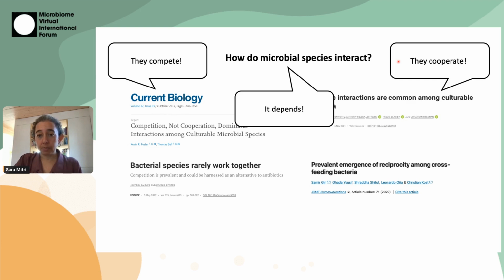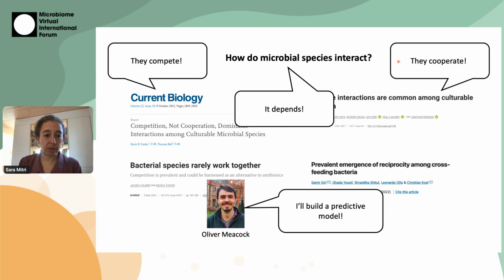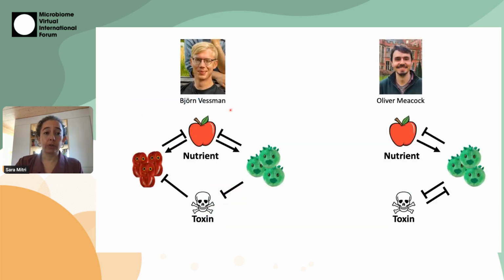During this time, Oliver Meacock was a postdoc who arrived in the lab, and he was seeing all of this unfold. He is a theoretician, and he thought, I'm going to build a predictive model that will help us tell under which conditions we might expect competition or cooperation. So he built a model that's even simpler than Björn's. This was the diagram illustrating Björn's, and what Ollie did was to even remove the second species and just think about a single species in an environment that has nutrients and toxins, and how that species interacts with itself. Just the simplest case that he could think of.